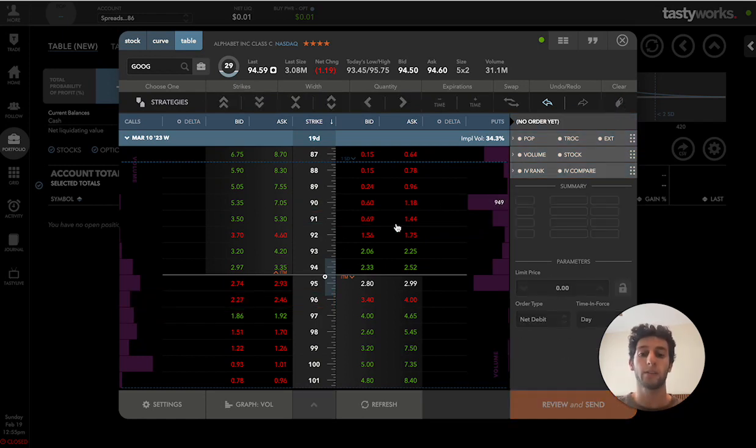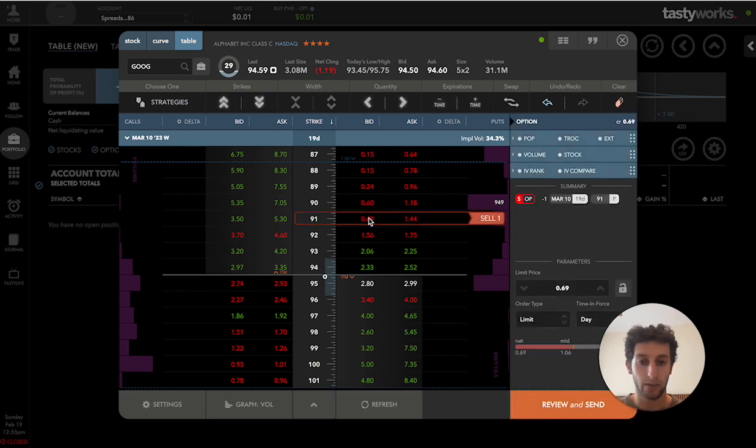But in this case, we're looking to sell at the 91, buy at the 90. Now you can see the spreads right now are pretty big because the market is closed. Ideally, these spreads would be a lot closer. It would probably be around 25 to 30 cents for this actual position. So we'll say 30 cents.